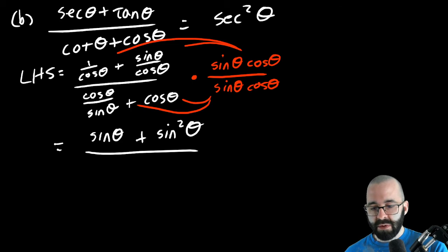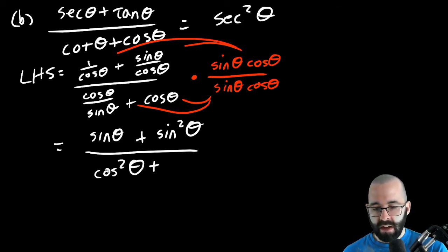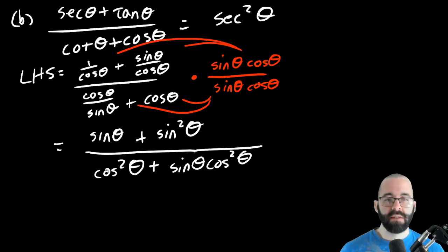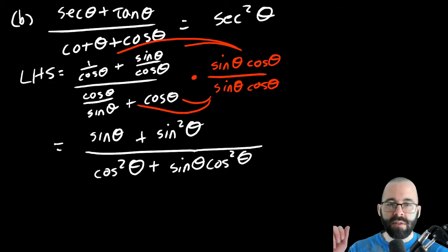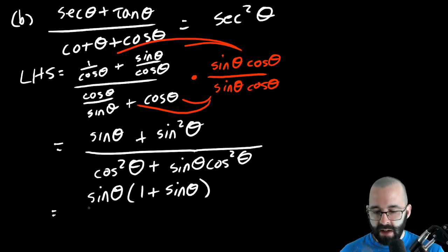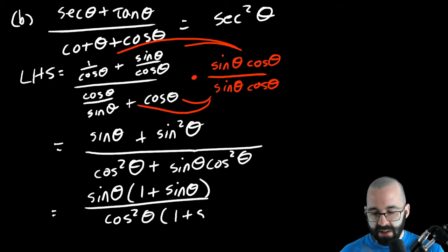On the denominator, the first one, the sines are going to cancel. We're left with cosine squared of theta. And on the second one, nothing cancels. We just have sine of theta and cosine squared of theta. So we want to simplify this. Simplifying fractions, you can only cancel if things are factored. So we're going to factor. The top, we can pull out a sine of theta. We're left with 1 plus sine of theta. The bottom, we can pull out a cosine squared of theta. And we're left with 1 plus sine of theta.